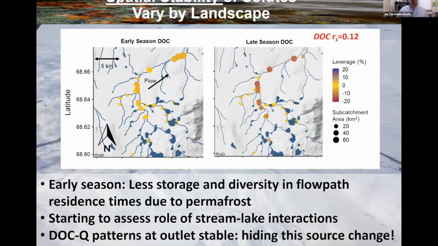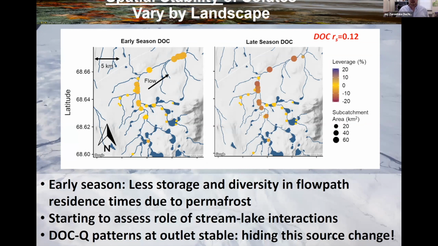One quick example of dissolved organic carbon and how that stability is changing through the watersheds is shown here in the Arctic lakes. In the early season, the colors that you're seeing here show that there's not a lot of variability across the watershed, but late in the season, by the time September comes, the whole watershed has rearranged in terms of who are the high concentrations and who are the low concentrations.